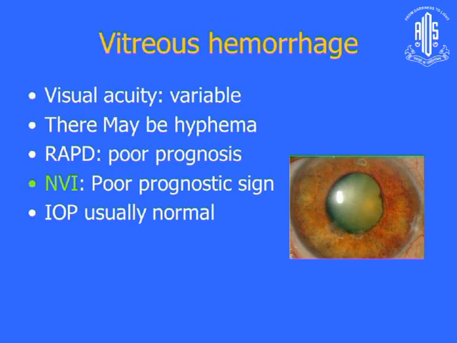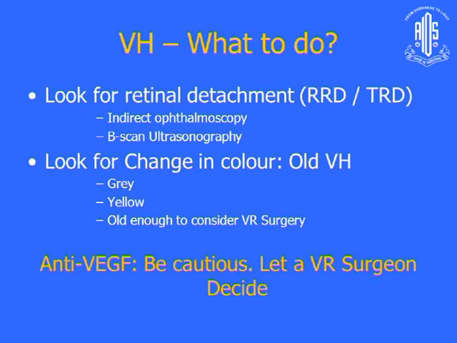And in any case of vitreous hemorrhage, if you are seeing any neovascularization of the iris, it is a poor prognostic sign. And IOP is usually normal if it is not associated with neovascular glaucoma. And look for retinal detachment by indirect ophthalmoscopy if the retina is visible, and even tractional retinal detachment also in diabetic retinopathy patients. And B-scan ultrasonography if the retina is not visible, preferably by a trained ophthalmologist rather than a radiologist, because they don't have much of an idea about intraocular pathologies. So better to get it done by a trained ophthalmologist who can do a B-scan ultrasonography.